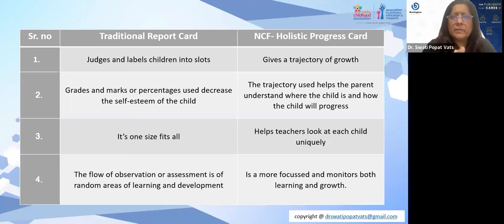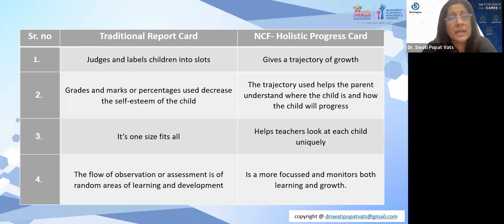Now, I made a comparison between the traditional report cards that we are presently using in schools and the holistic progress card. A traditional report card basically ends up judging and labeling children into slots. This child got more A's and that child got more B's, or we talk about marks. This child got 80 out of 100, or we talk about percentages. In any case, it judges and labels a child.